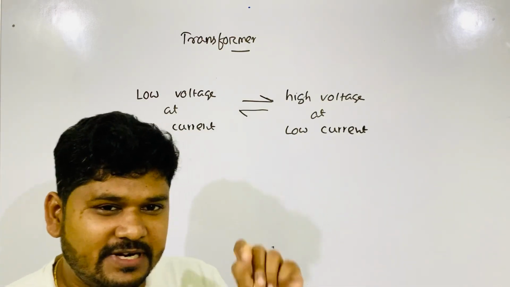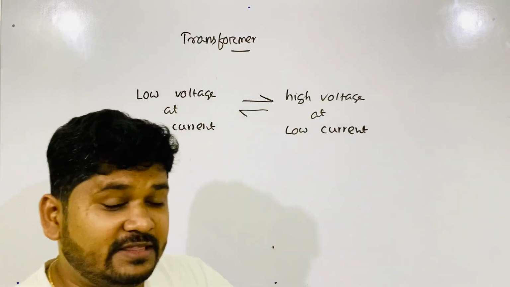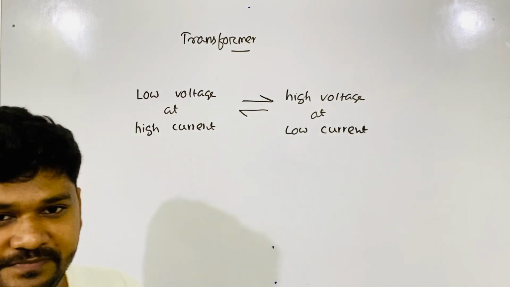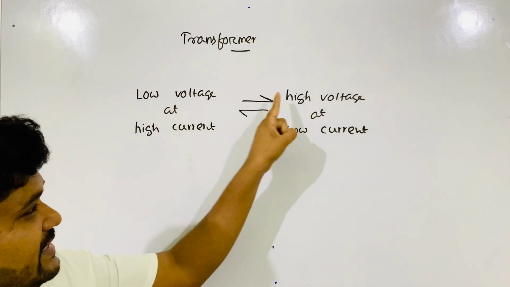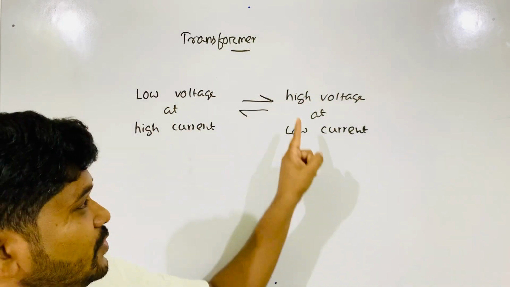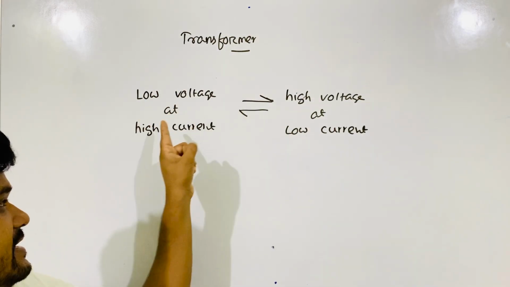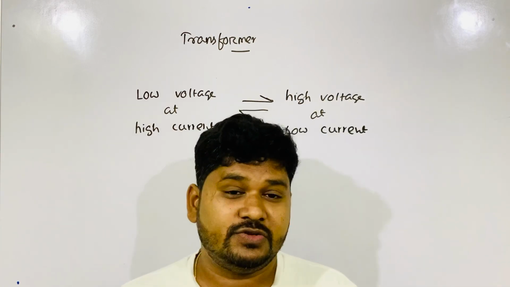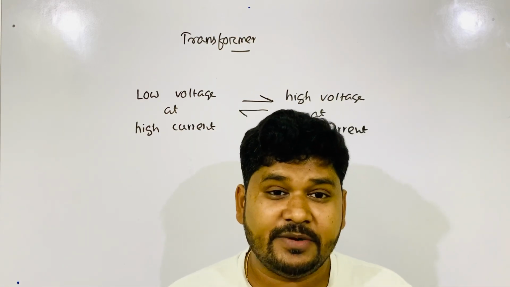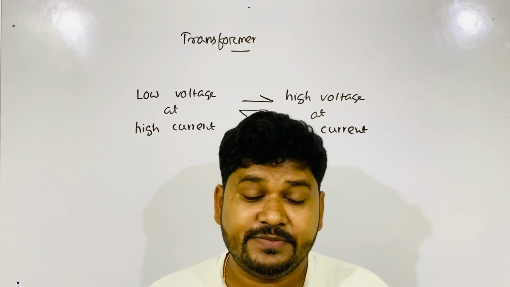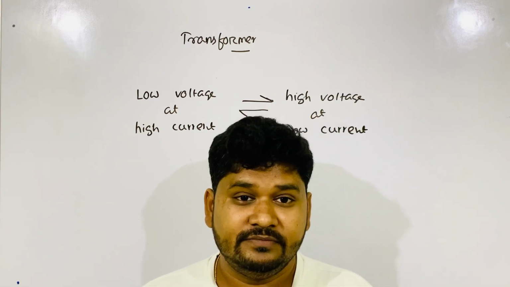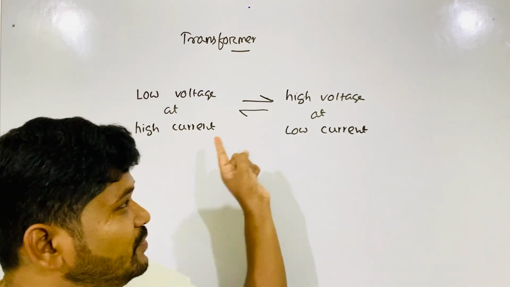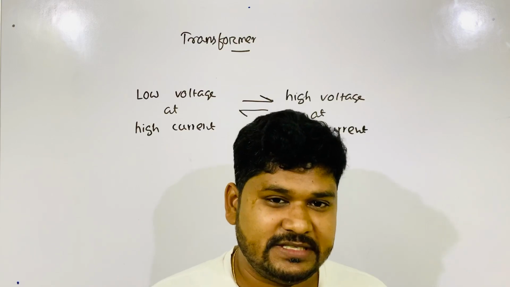Just to try to understand here, but mathematically I'll explain when I enter into the transformer portion. So when voltage increases, then current decreases. When voltage decreases, then current increases. Because the electric power supplied to our house is constant, that we cannot change, because that's energy for time. That's why when voltage increases, current decreases, and vice versa.